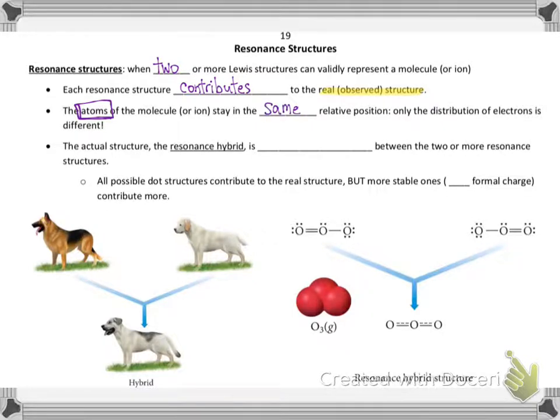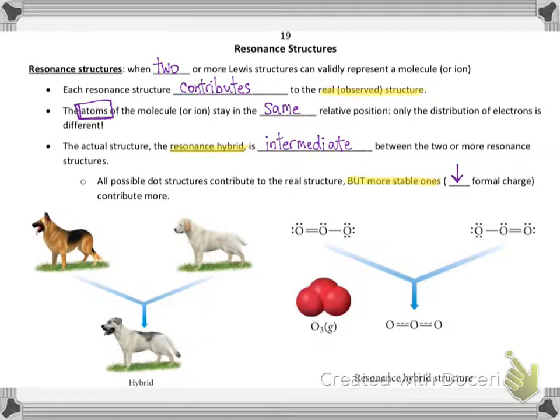The actual real observed structure is called a resonance hybrid. It's a hybrid between the multiple resonance forms. I've seen as many as 6 or 8 resonance forms that can possibly contribute. So there's a lot. Sometimes there's only 2. And so this real structure, the resonance hybrid, is intermediate between all the different resonance structures. Technically, all the possible dot structures are going to contribute, but the most stable ones, based on the formal charge stuff we were just doing, so we're looking for lowest formal charges, those are going to contribute more.